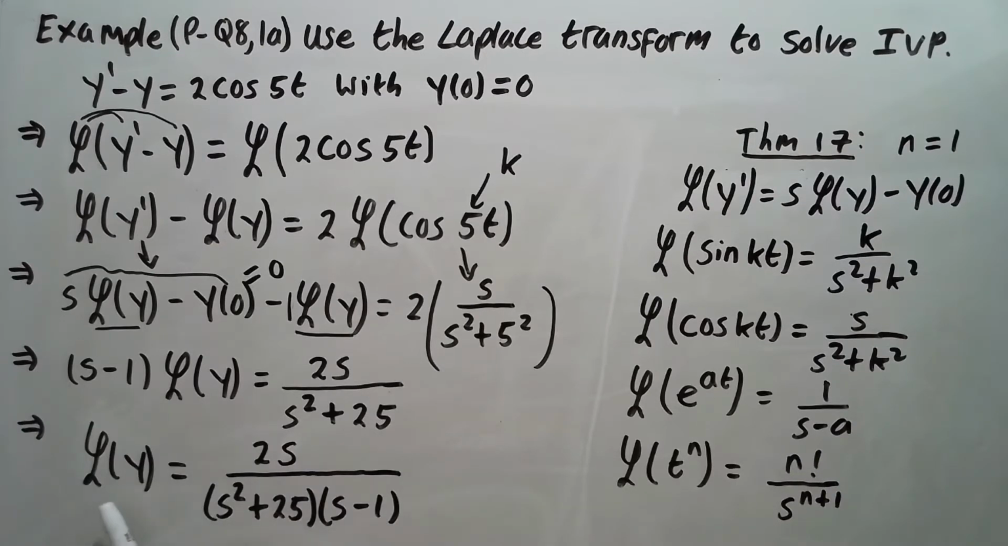Okay, so we have the Laplace of y then equals 2s over s squared plus 25 times s minus 1 down here. Okay, so you can see now my objective is to solve for y. So if I take Laplace inverse on both sides, I could solve for y. But before doing that, I'm going to find the partial fraction decomposition for this. So I'm out of space here, so let me erase a few things and we'll keep going.